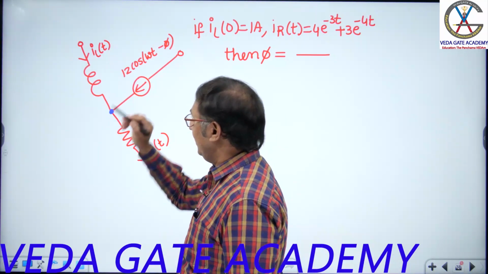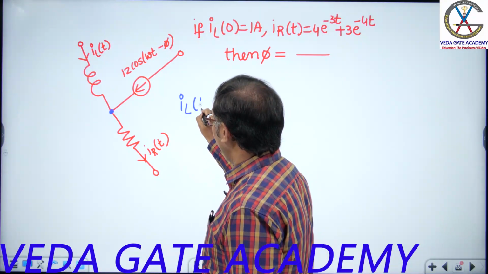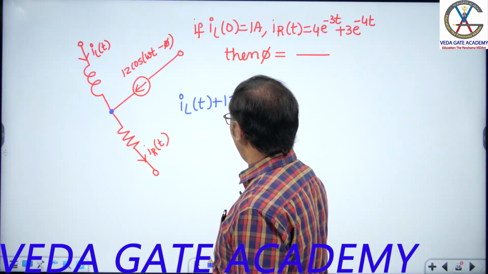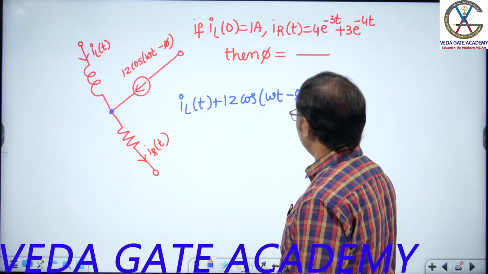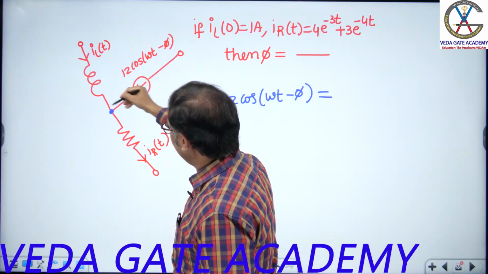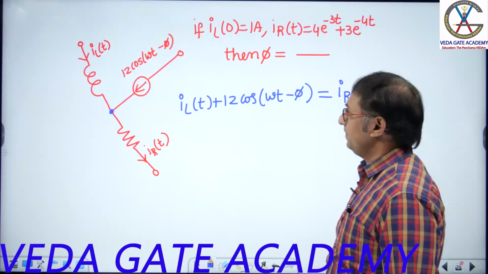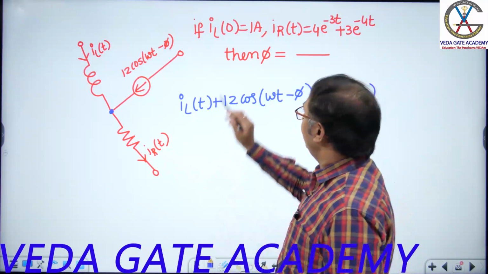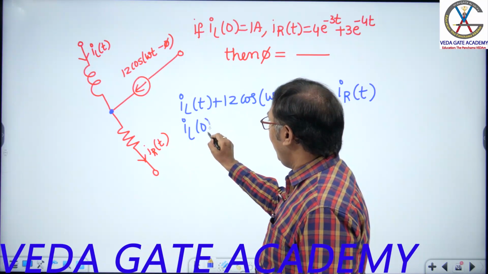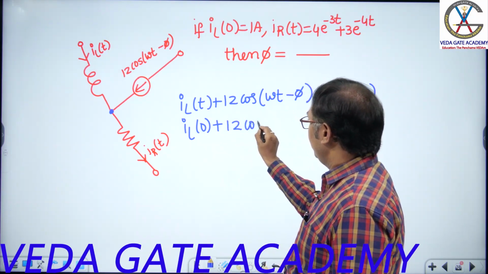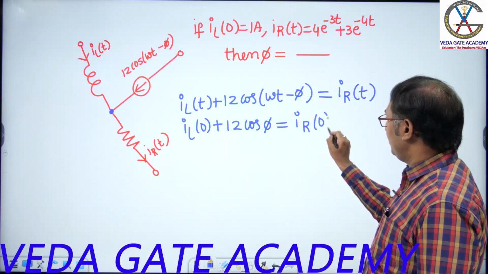So current directions were clearly given. Let us apply KCL. Entering current IL of t plus the other entering current 12 cos omega t minus phi equals the leaving current, IR of t. But he has clearly given IL of 0 as 1 amp. Substitute 0 over here: IL of 0 plus 12 cos phi equals IR of 0.